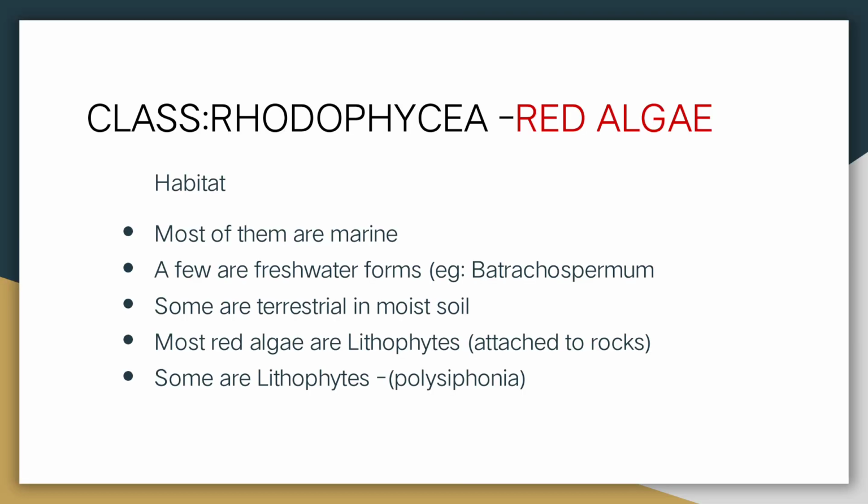Rhodophyceae. So, Rhodophyceae is commonly known as red algae. Most of them are marine. A few are freshwater forms, example Batrachospermum. Some are terrestrial in moist soil, and some red algae are lithophytes, that means attached to the rocks.